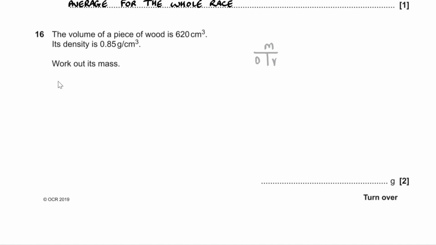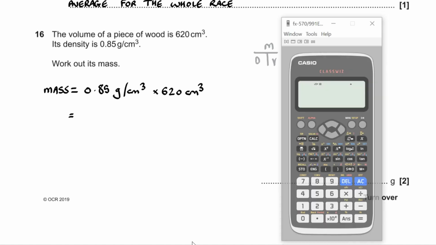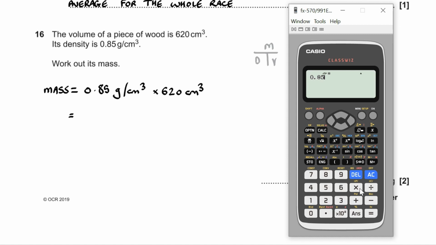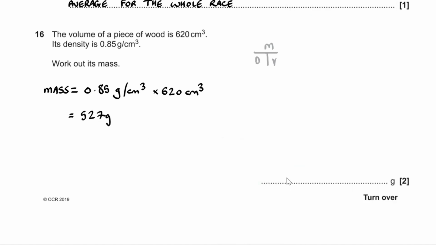So therefore, if we work out the mass, it is equal to the density, which is 0.85 grams per centimeter cubed, multiplied by the volume, which is 620 centimeters cubed. And therefore 0.85 times 620 is 527. So we have 527 grams for the mass.